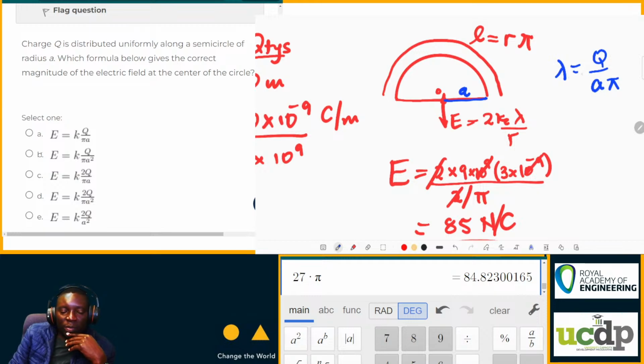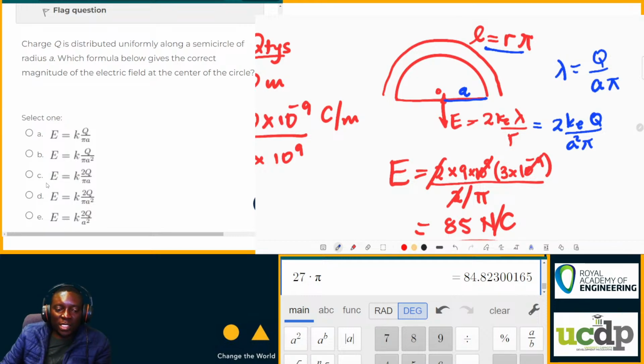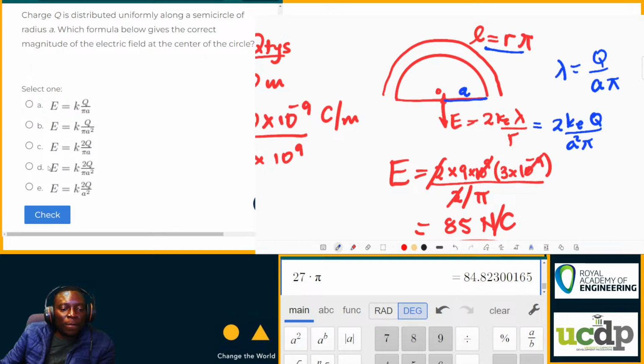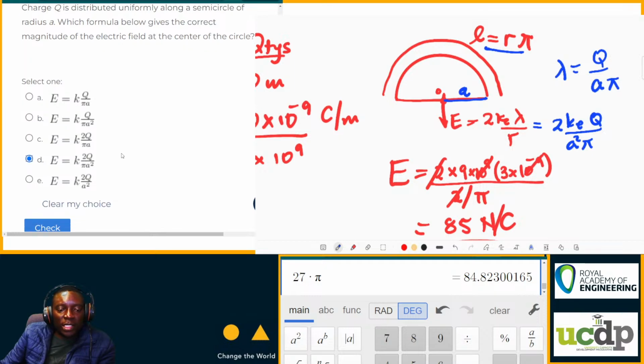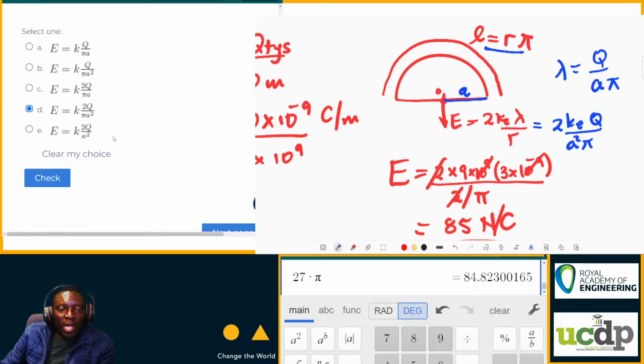So we replace lambda with Q over L, where L is A pi. So Q over A pi gives us 2 KE Q over A pi multiplied by another A, which is A squared pi there. So pi A squared. Very good. That's perfect. You have made it very simple for us. Thank you for that. D is correct. I hope we all agree on that.